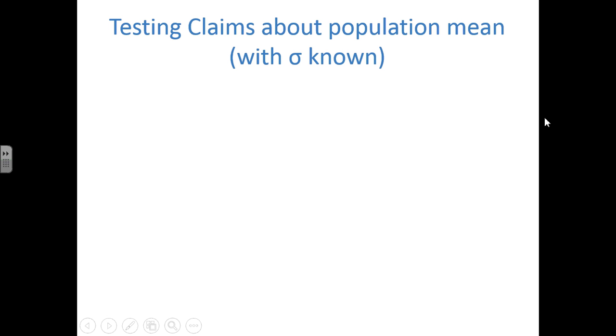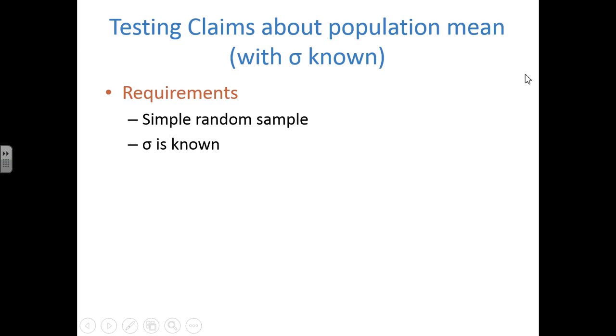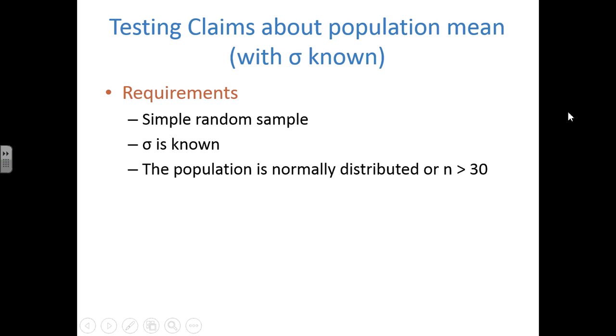All right, so now the next type of claim we might want to test is a claim about the population mean with sigma known. Remember, if sigma is known, then we're doing the Z test. The requirements are a simple random sample, and sigma is known, or the sample size is greater than 30, and then the sample standard deviation is a good substitute. The flow chart on page 290 that you used in chapter 6 will help you decide whether we're testing claims about the mean using a Z test or a T test. The population is normally distributed, or n is greater than 30.